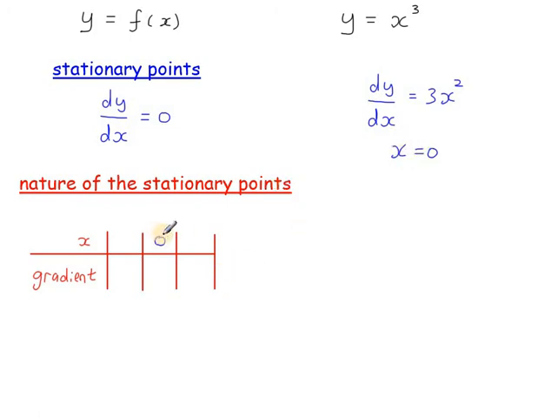So when x equals 0, that's a stationary point. I already know the gradient is 0 there. If I take a point to the left of x equals 0, so x equals -1, then work out the gradient. So dy/dx, the gradient, is 3 times (-1) squared, which gives 3, a positive gradient. And if I take a value to the right of x equals 0, so x equals 1, 3 times 1 squared will give me 3, that's a positive value. So I have a positive gradient, and then a gradient that's 0, and then another positive gradient. That's a point of inflection.